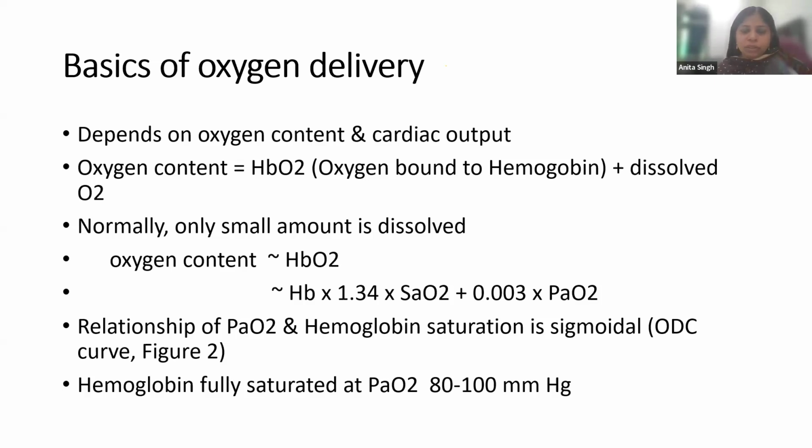So this is the formula for the calculation of the oxygen content in the blood. And for that matter, you need to know the saturation of the baby and the PaO2, which would be determined by the blood gas report. Then we need to know that the oxygen dissociation curve is the sigmoid curve, which we would be discussing in the next slide.